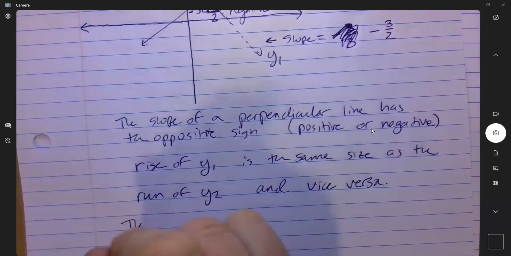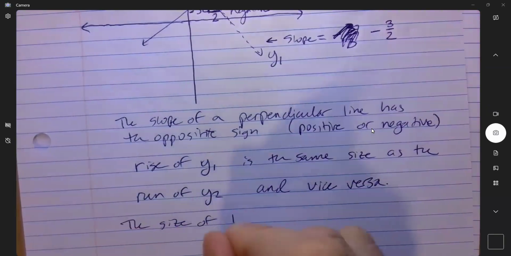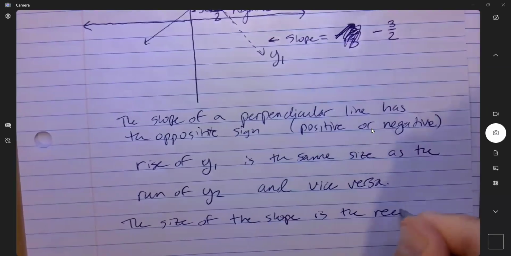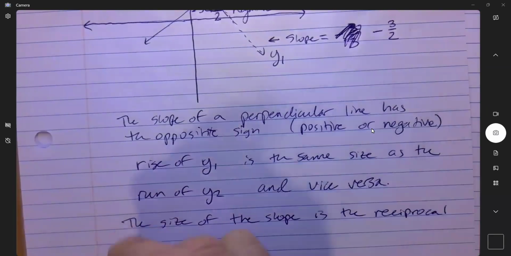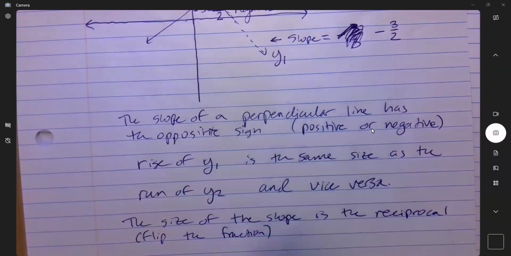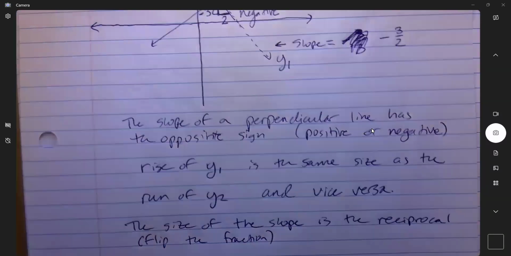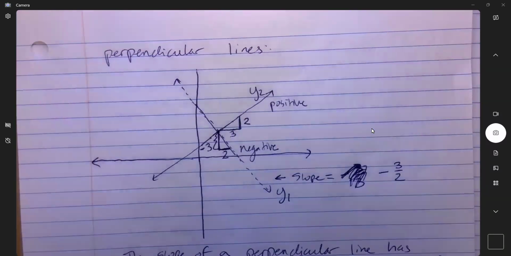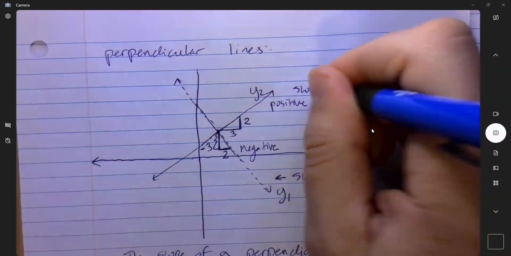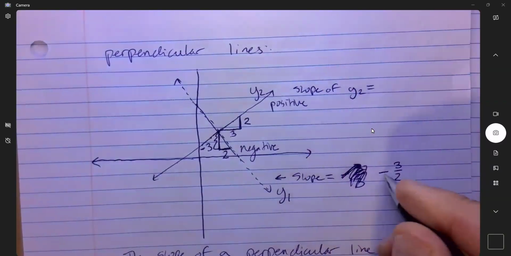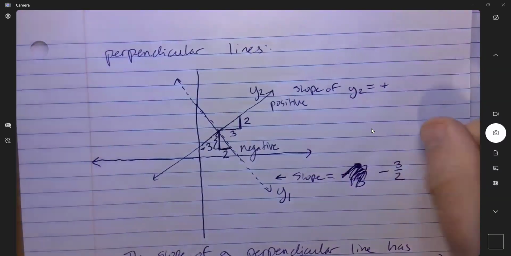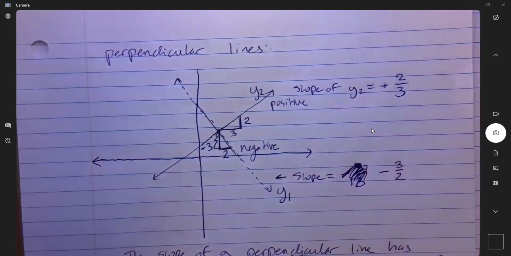That means the size of the slope is the reciprocal. And remember that reciprocal means flip the fraction. So if the slope of y1 is -3/2, that means the slope of y2 is, well, first I have to make it positive. I'll add a plus sign to make that really obvious. And then I have to flip the fraction, +2/3.